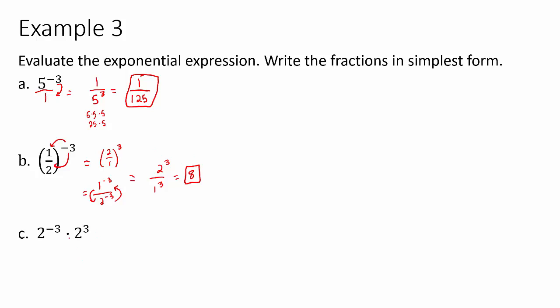We can use our other rules when we have negative exponents. These are both 2's, so we want to add the exponents together. And negative 3 plus 3 is 0, so this gives us 2 to the 0. We want to figure out what 2 to the 0 is, and we know that anything to the 0 power is 1, so our answer here is 1.